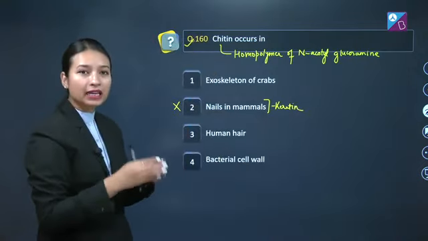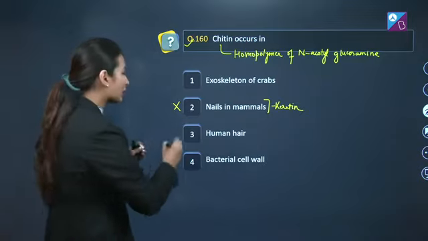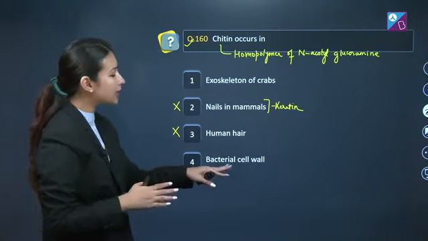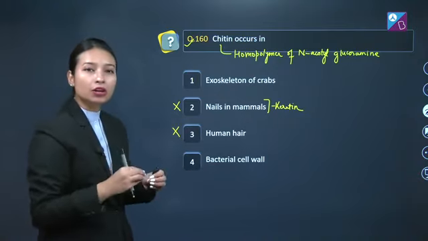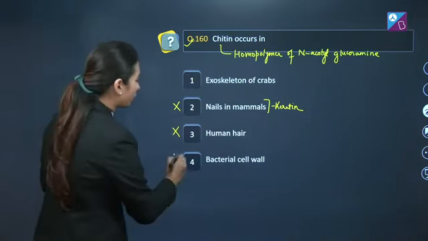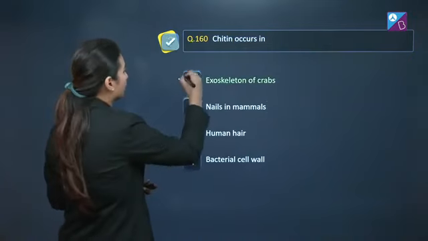Option number 3 here is human hair. Human hair is also made up of keratin. So that's why option number 3 is incorrect. Option number 4 here is bacterial cell wall. Now bacterial cell wall is made up of peptidoglycan. So that's why option number 4 is also incorrect, and a correct answer here is option number 1.